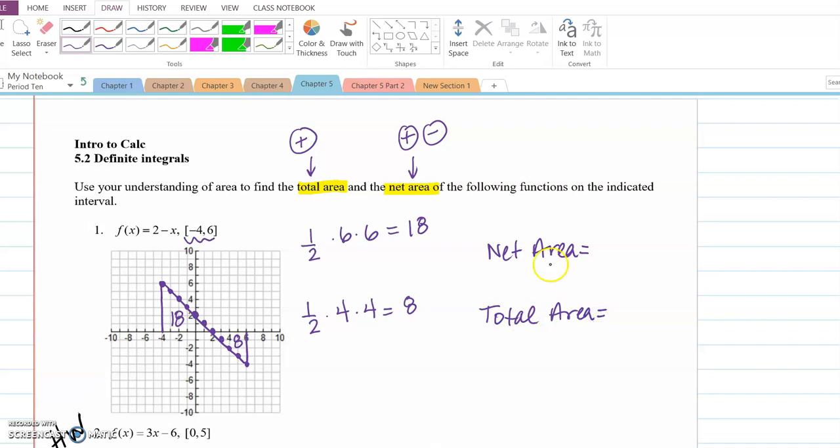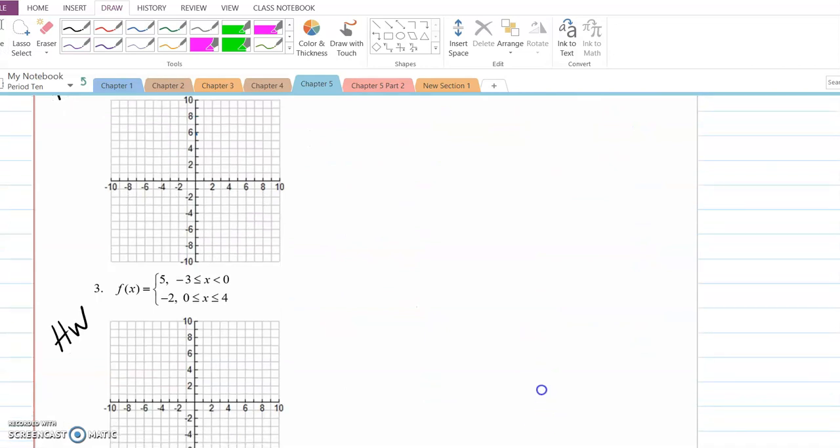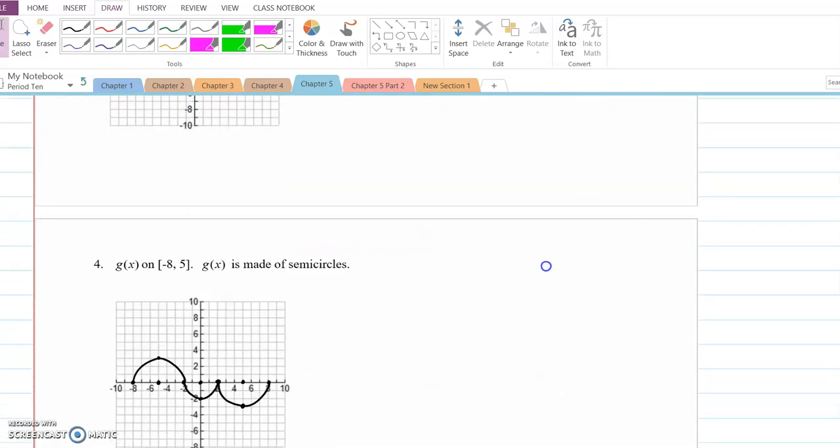The net area considers negatives, so this will be 18 minus 8 because that 8 is below the x-axis. So the net area is 10, whereas the total area just considers the positive values. So 18 plus 8 is 26. Number 2 is homework. Number 3 is also homework.